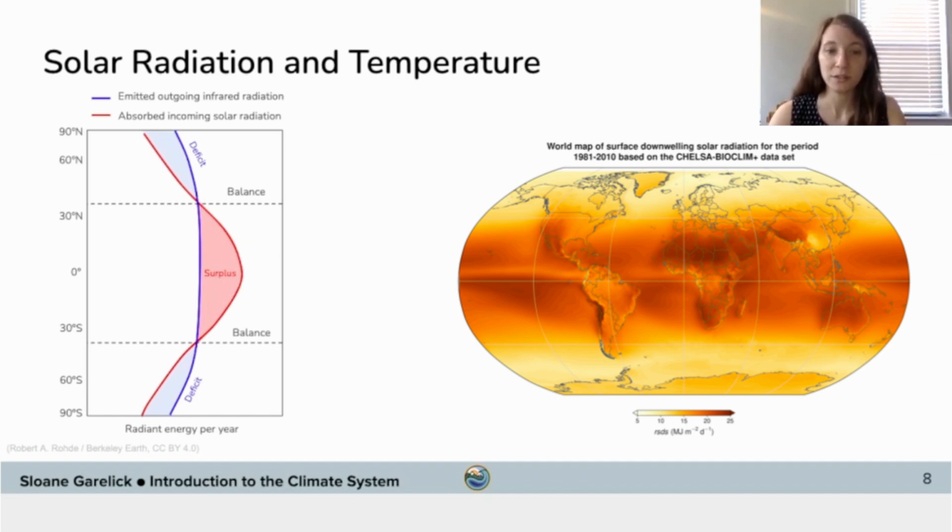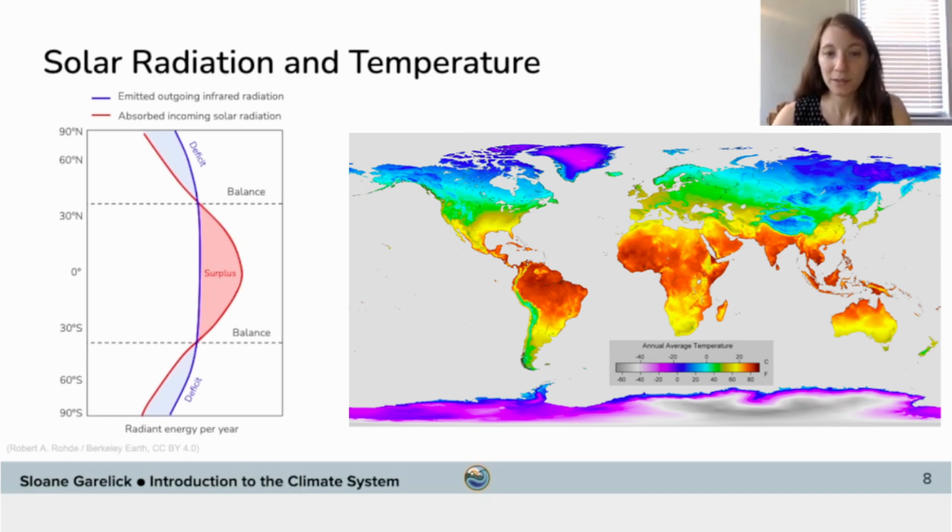And this uneven distribution of net energy is closely related to surface temperature. The map on the right is showing the annual average surface temperature. And you'll notice that at the equator it's warmer, whereas at the poles it's cooler. In later tutorials, we'll talk about how some of this energy at the equator is distributed globally.